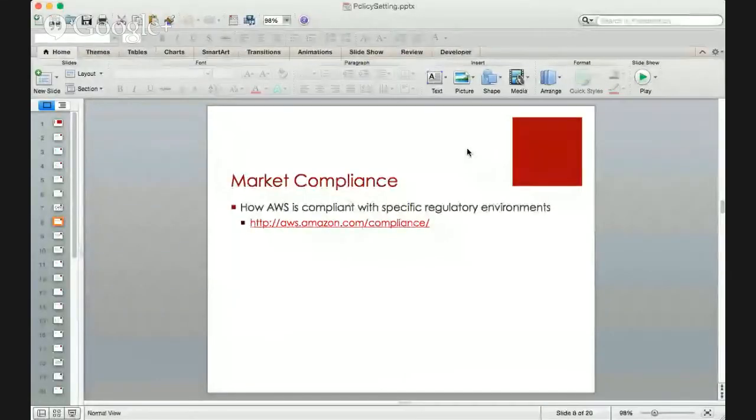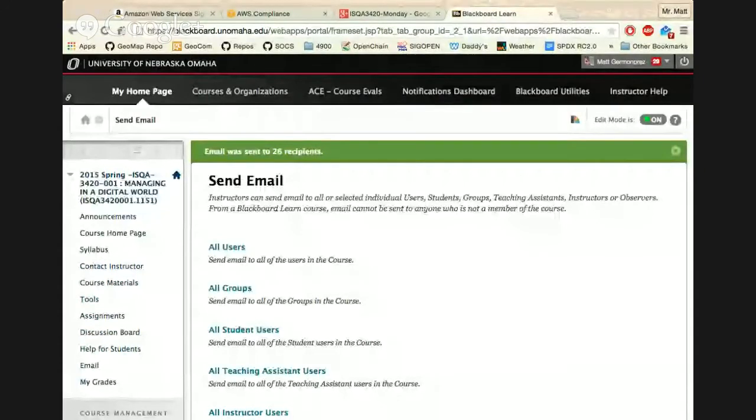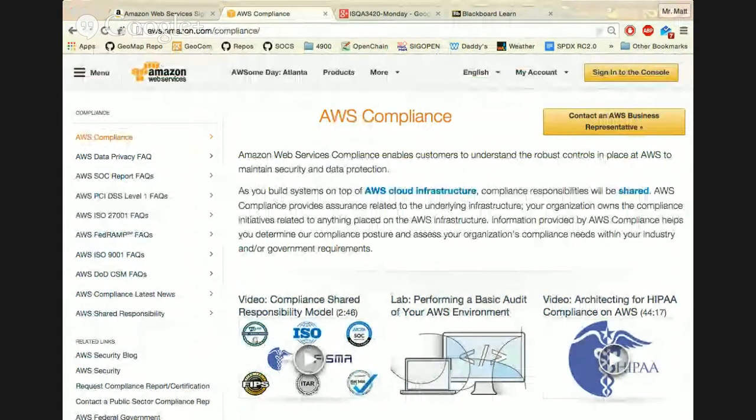So, market compliance. The different cloud infrastructures have sites that show their different levels of compliance. So if I come back to a screen share, I'm going to take a look at the AWS compliance.